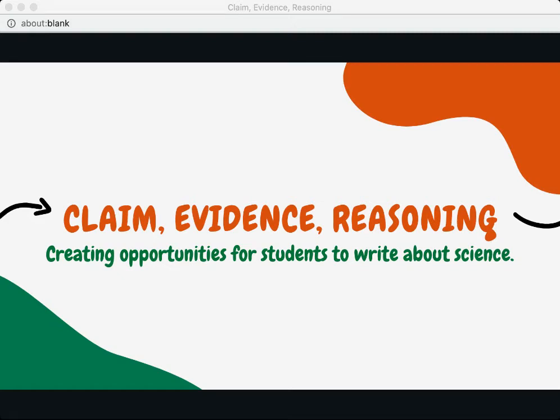Teachers in the education system are always looking for a way to get their students to write. This is not an easy task, which is where the claim, evidence, and reasoning formula comes in, as it creates opportunities for students to write, specifically in the subject of science.